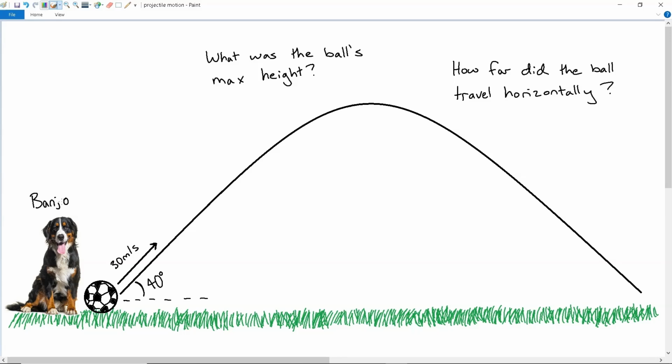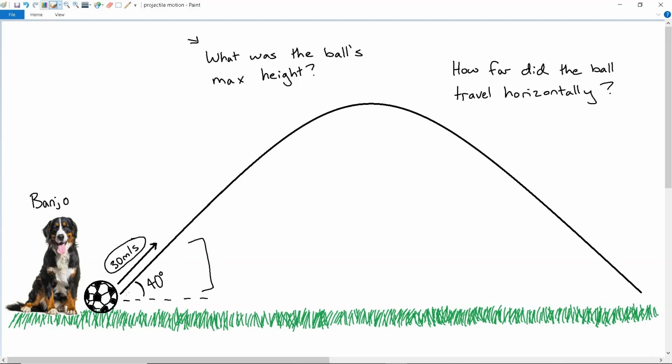So we can see from the diagram that Banjo has kicked the soccer ball at a 40-degree angle with the horizontal, and it's got a speed of 30 meters per second. What's really interesting about projectile motion questions is just from this information here, we can actually solve for quite a lot. So the first thing we want to do is look at the ball's maximum height.